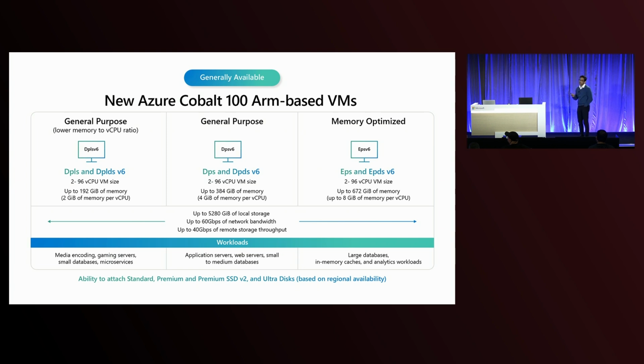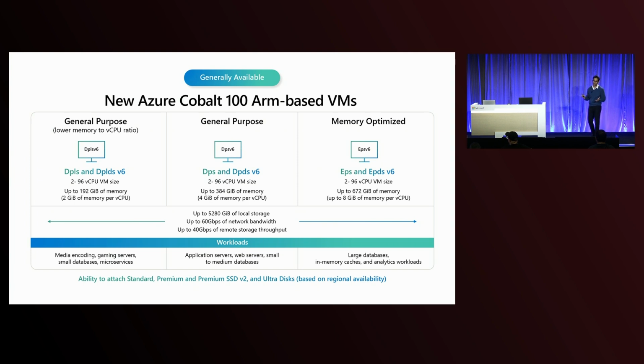We're offering 3 different VM families. These are the DPL, DP, and the EP series. If you see a P in a name, P as in pen, those are the ARM virtual machines. So DPL, DP, and EP, all of these have 2 to 96 vCPU VM sizes. The key difference between these 3 is the amount of memory per vCPU that you get. The DPL comes with 2 gigabytes per vCPU. The DP comes with 4 gigabytes per vCPU, and the EP comes with up to 8 gigabytes of memory per vCPU.